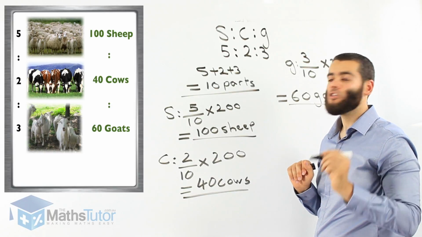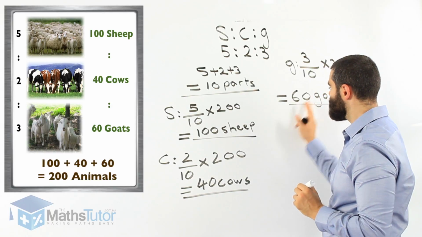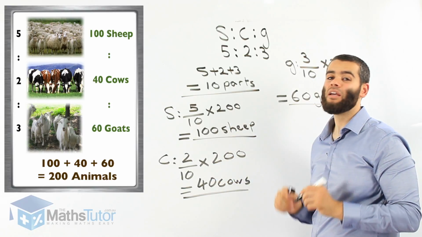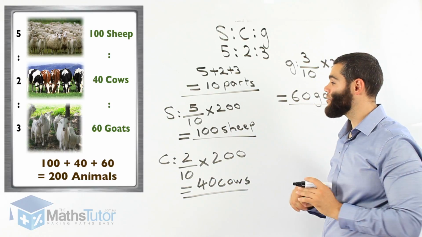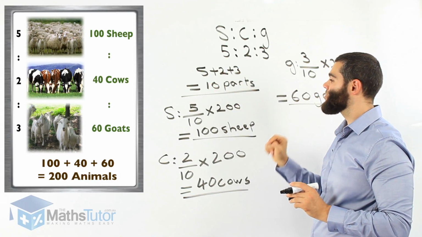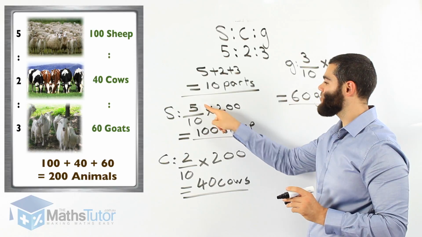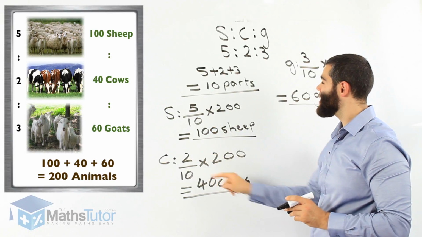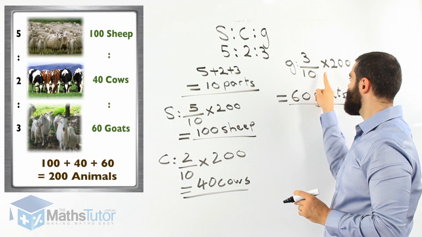Altogether we have 40 cows, 100 sheep, 60 goats. Again, double check, do they add up to 200 animals altogether? 60 plus 100 plus 40, yes, they add up to 200. We actually did them correctly. Very easy. Make sure you find out the total parts and then put it as a fraction. Sheep, there are 5 out of 10. Cows, there are 2 out of 10. And goats, there are 3 out of 10.